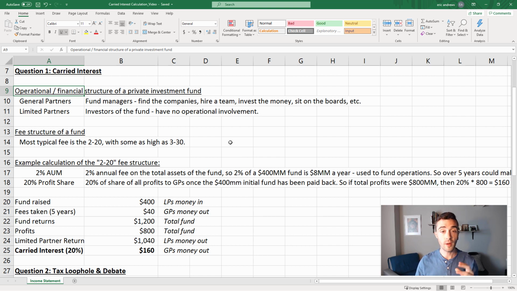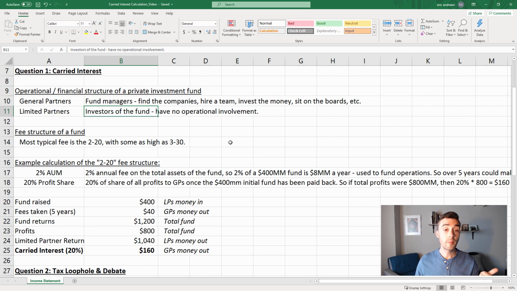The structure of a private investment fund is that you have basically two main groups of people involved in the fund. You have general partners, and we call these GPs, just as an acronym, and you have limited partners. The general partners are the fund managers. They run the fund itself. They do all the deal sourcing, they find the companies, they hire the team, they invest the money, they sit on the boards, etc. So they're the face of the fund.